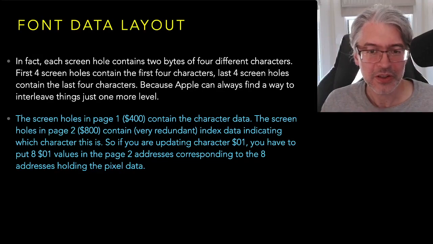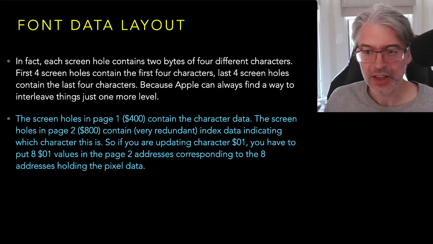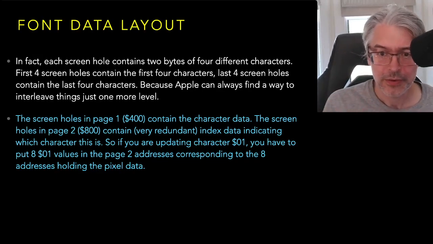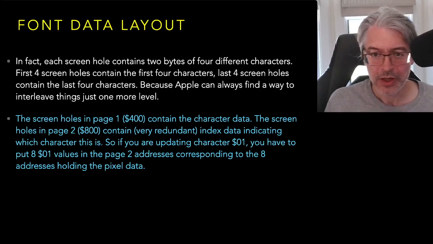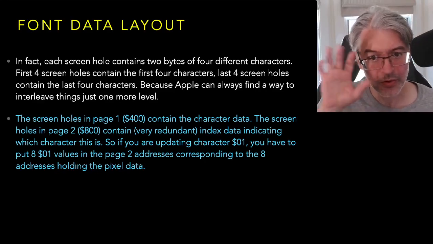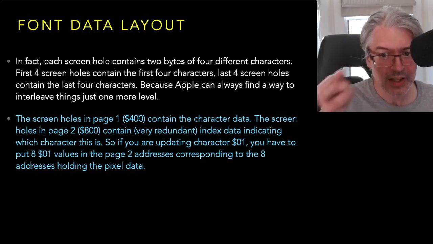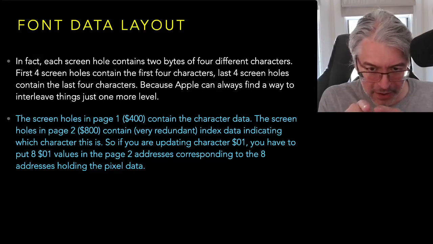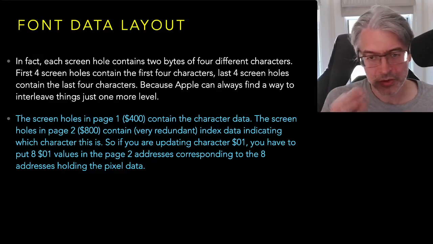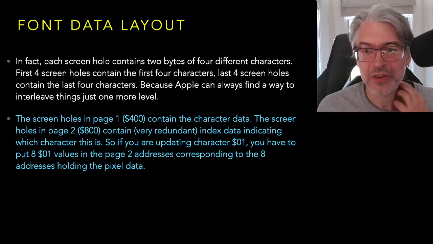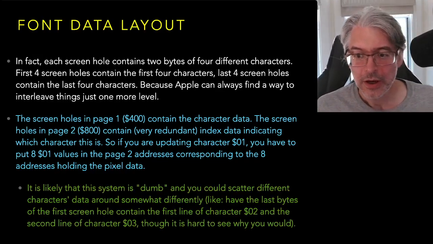There are screen holes in page 2, and they are also used. They contain the character number, right? So the character data, pixel data, is in screen 1. The character number is in screen 2. So if you're updating character 1, you have to put 8 ones in the page 2 addresses that correspond to the 8 addresses holding the pixel data in page 1.